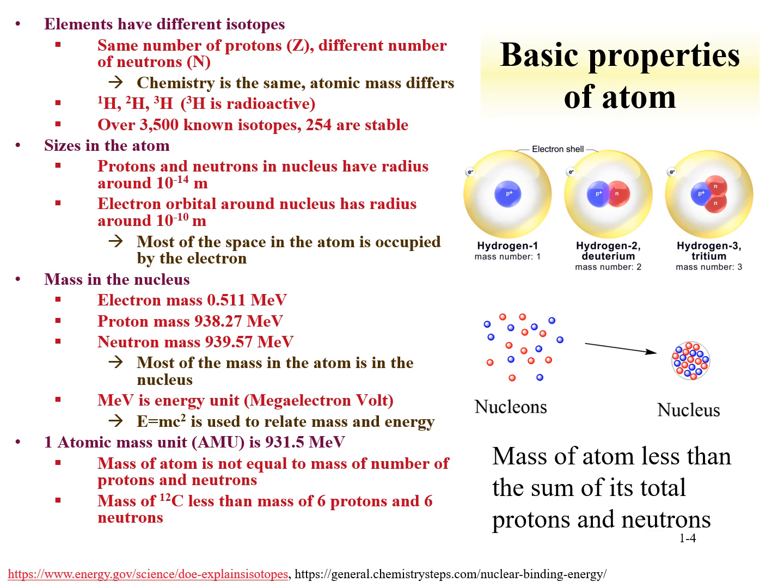There are over 3,500 known isotopes, and a little over 250 of them are stable. So the bulk majority of isotopes are radioactive. Another thing we can compare is the size of an atom. Protons and neutrons in the nucleus have a radius of about 10 to the minus 14 meters. Electrons around the nucleus, the ionic radius, that's on the order of an angstrom, which is 10 to the minus 10 meters. So most of the space in the atom is occupied by the electron cloud, and most of the mass is in the nucleus.